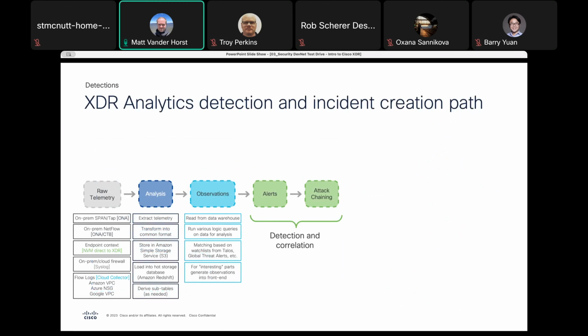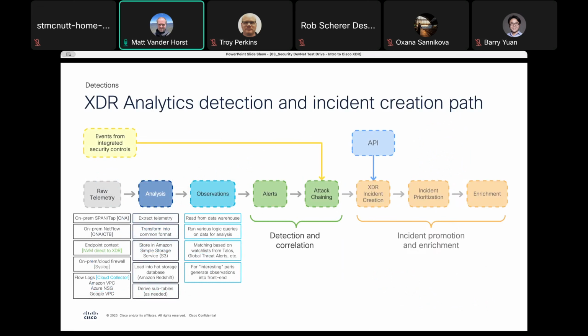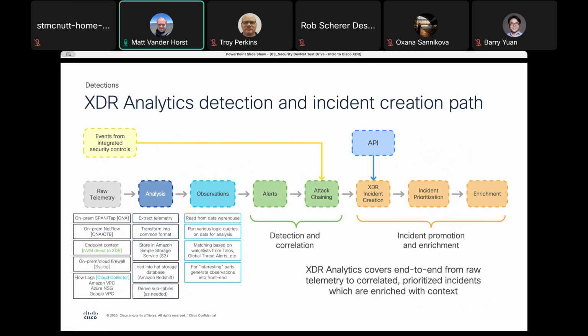This is another view showing the process from raw telemetry, right, through analytics, through observations, creating alerts, relating things to attack chains, and then of course incident creation, prioritization, and enrichment. So this is a linear view of what was just discussed. There's a lot of different components that go into generating an incident here.